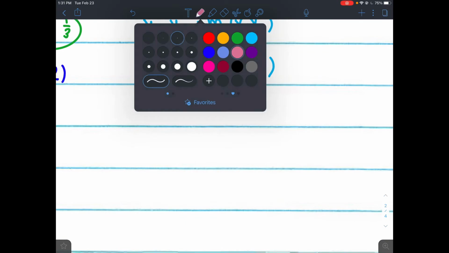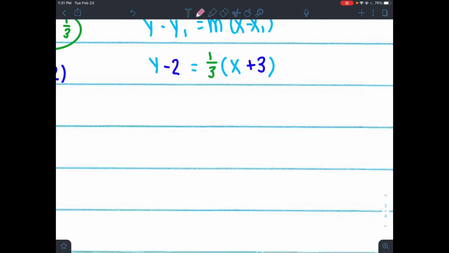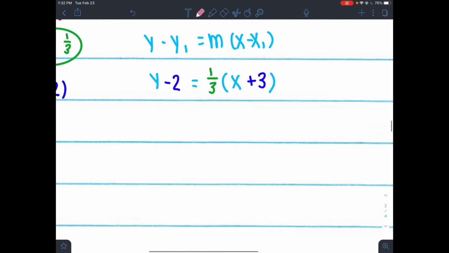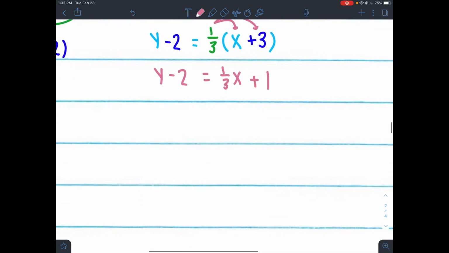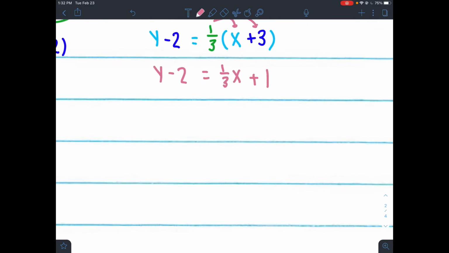Okay, now we don't want it in point-slope form as our final answer because they wanted slope-intercept form, so we're going to have to distribute. y minus 2 stays the same. 1/3 times x is 1/3 x. 1/3 times 3 is going to be positive 1. Our last step here is we are going to add 2 to both sides to get y by itself completely. So we have y equals 1/3 x plus 3.